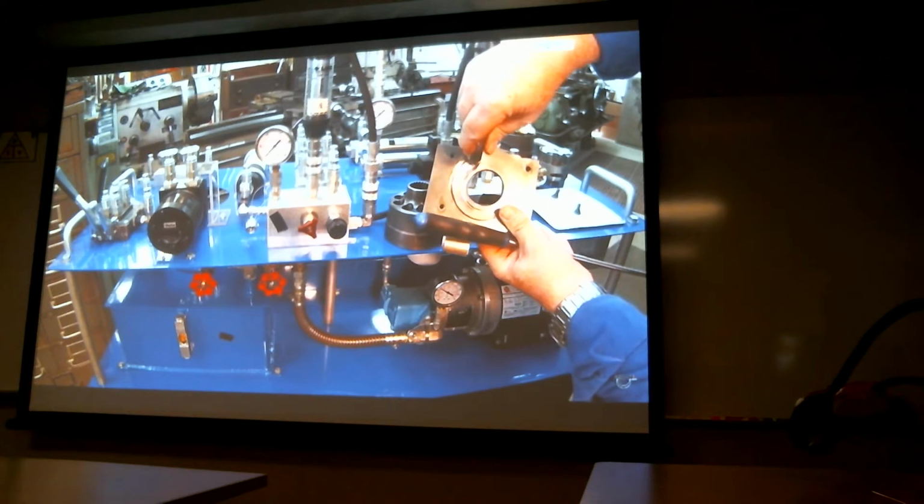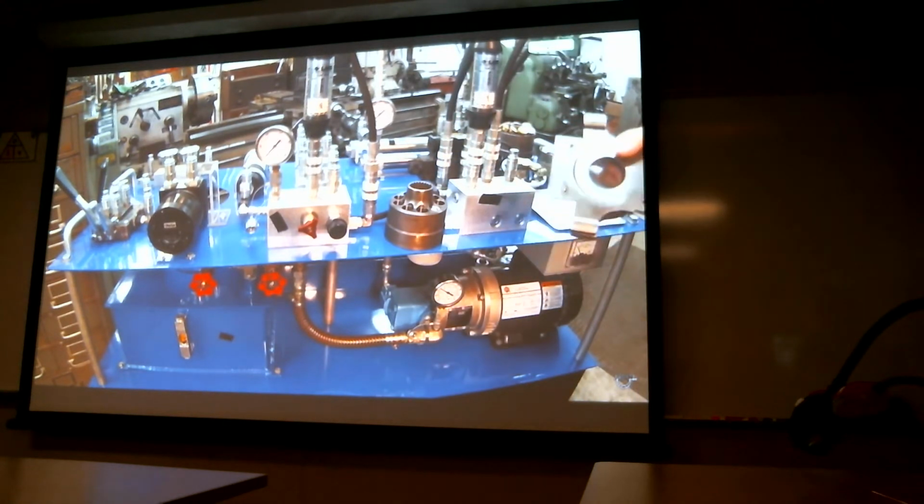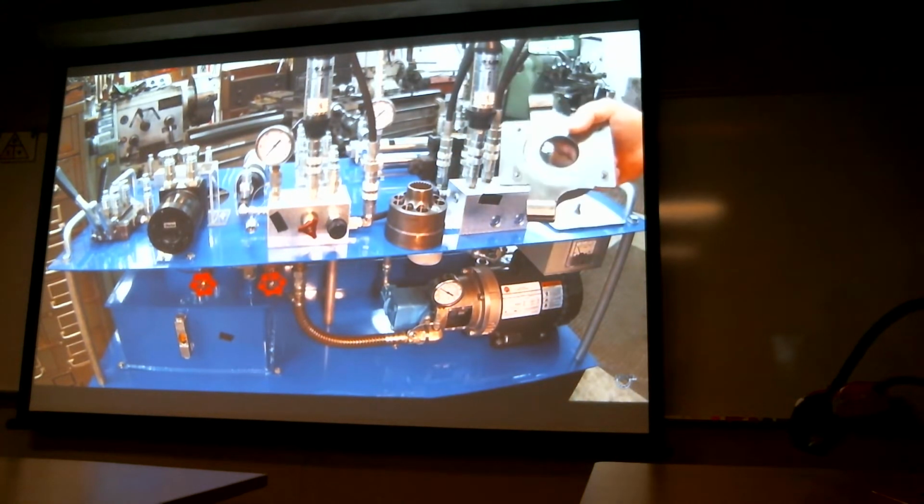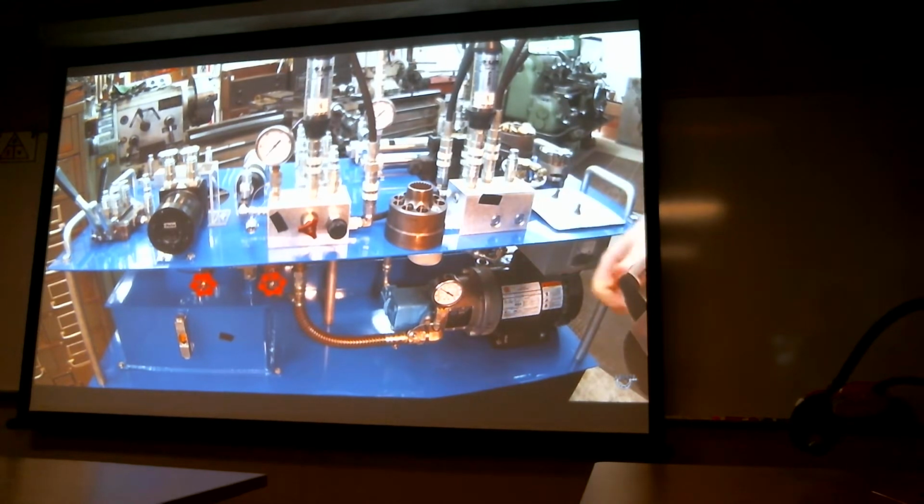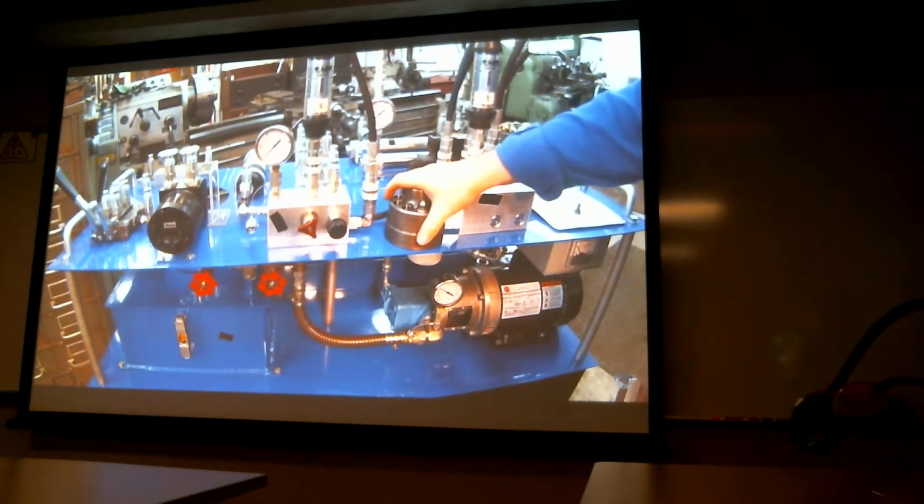Okay, so it's important to understand what cavitation, aeration, and those things do to your system. Very, very damaging to your system.